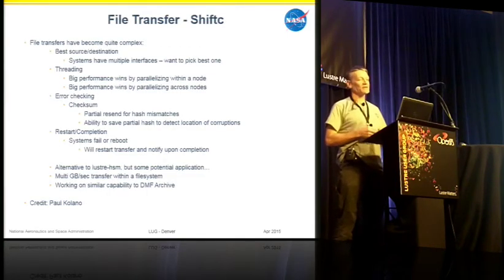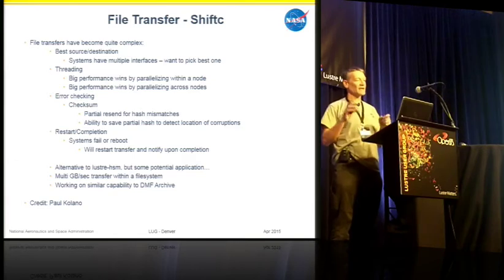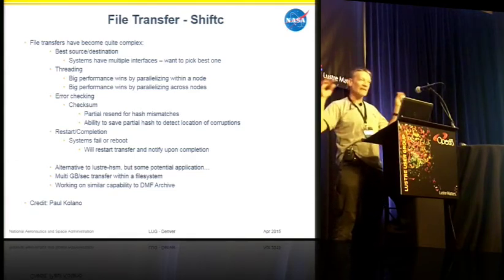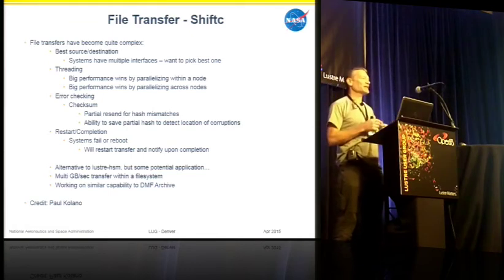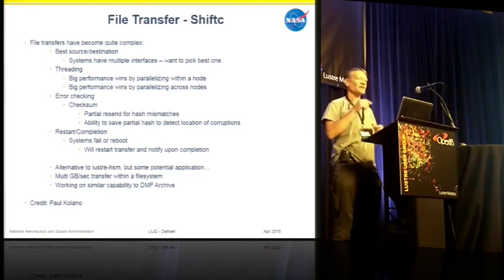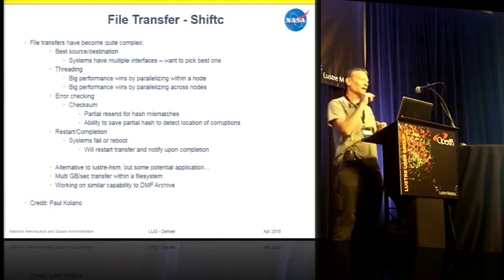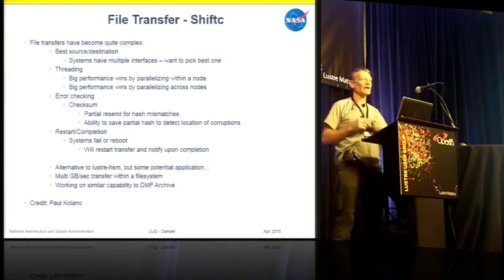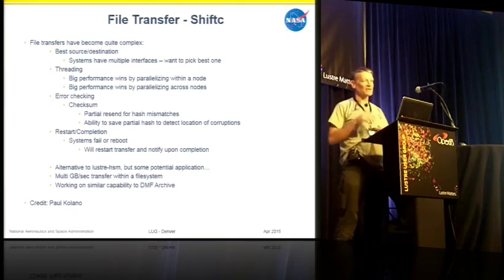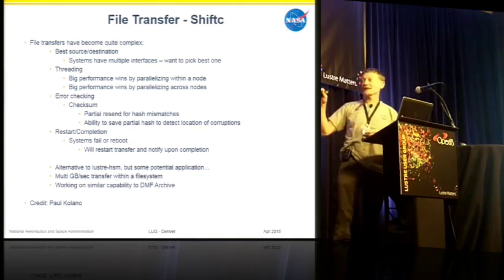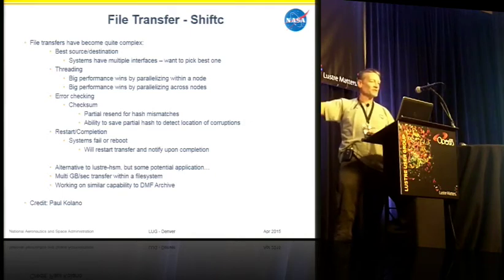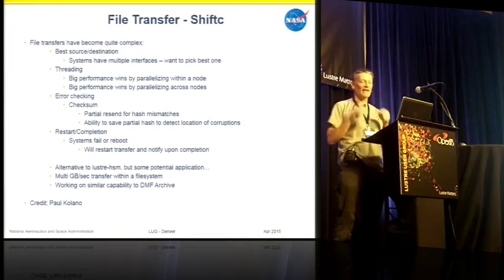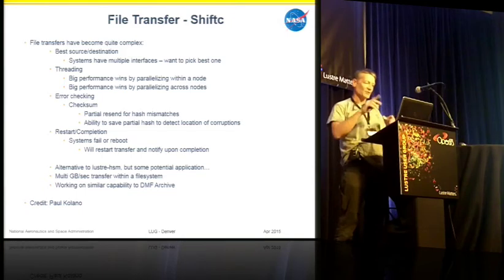Here's another thing with Shift-C. I know there's been some work done in Robinhood. Shift-C is a local tool that we wrote. In these big complicated environments, it becomes not a straightforward process to move your data from Lustre to the archive system. And so Shift-C tries to do it the right way, and it's threaded, and it's multi-node, and so we can get multi-gigabyte transfers going with Shift-C, and it optimizes the network path based on the source and destination of the files.